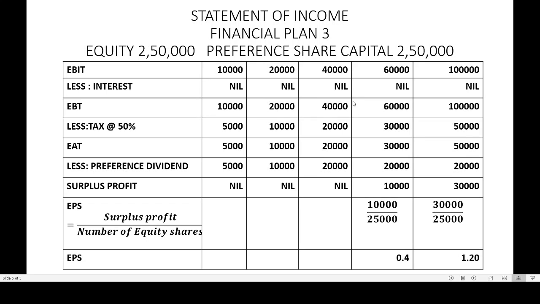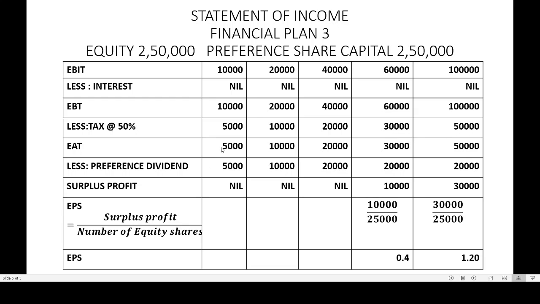Now the third financial plan. So what is the third financial plan? Equity will be raised. How will it be raised? 25,000 equity shares of rupees 10 each, 2,50,000, and the remaining 2,50,000 by issuing preference share capital. Here also you know that there are 5 levels of EBIT: 10,000, 20,000, 40,000, 60,000, and 1 lakh. Interest, there is no debt, so debenture interest is not there, nil. So earnings before tax is 10,000, 20,000, 40,000, 60,000, and 1 lakh. Let's tax at 50%: 5,000, 10,000, 20,000, 30,000, and 50,000.